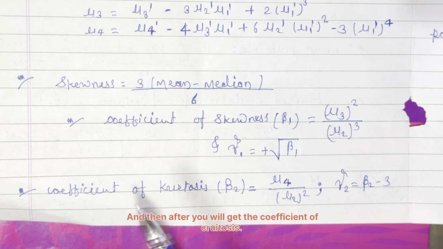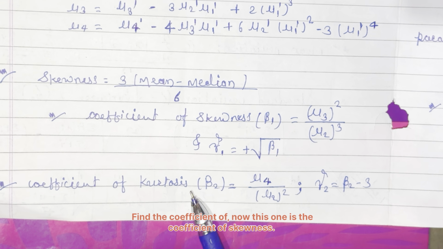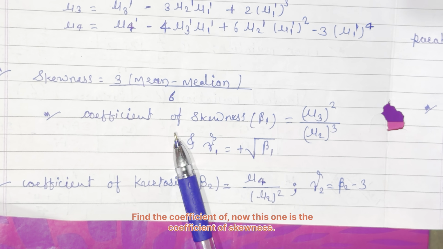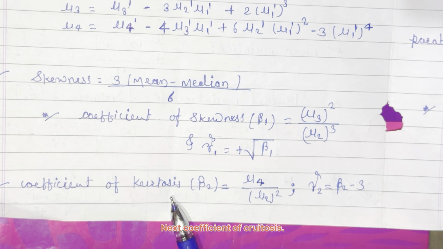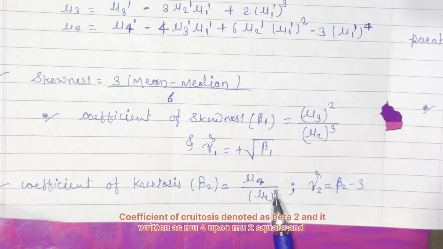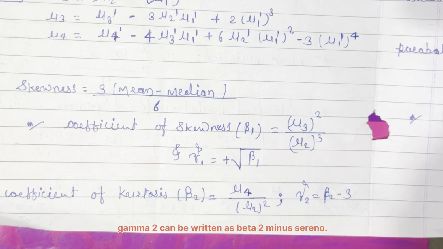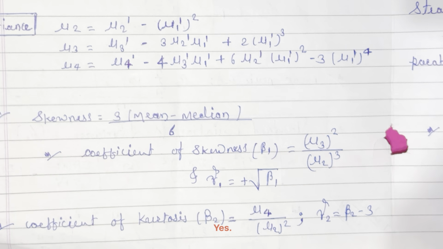Then thereafter you will get the question: find the coefficient of kurtosis. This one was the coefficient of skewness. Next, the coefficient of kurtosis is denoted as beta 2 and written as mu 4 upon mu 2 square, and gamma 2 can be written as beta 2 minus 3. Note down these formulas, guys.